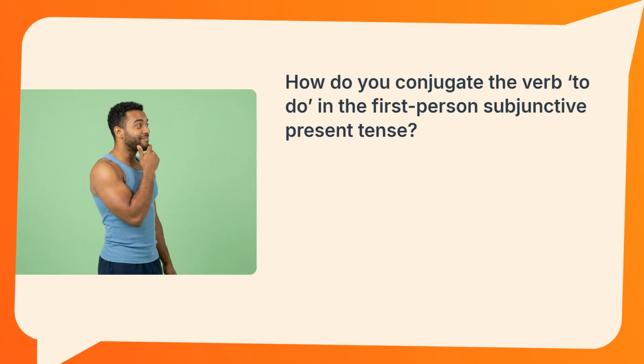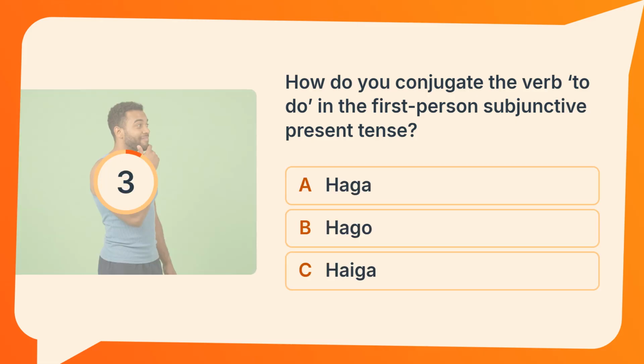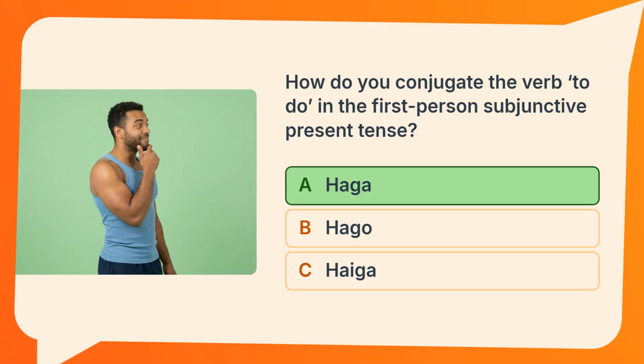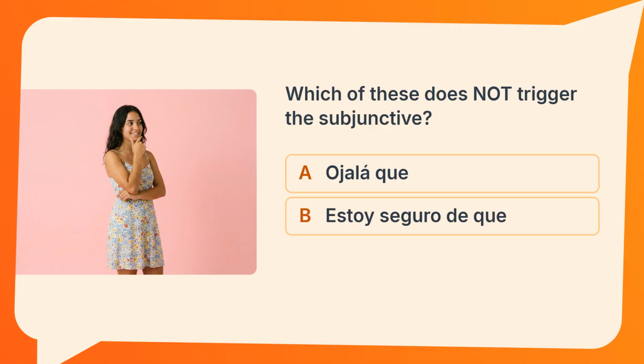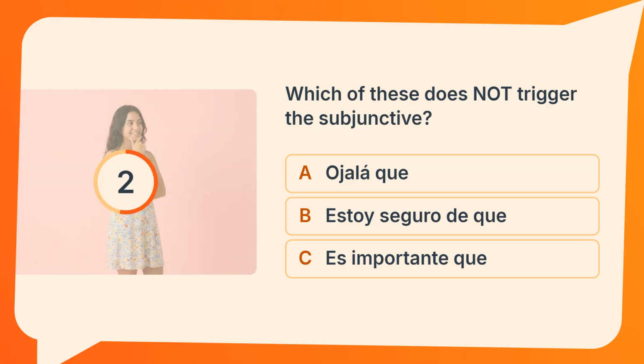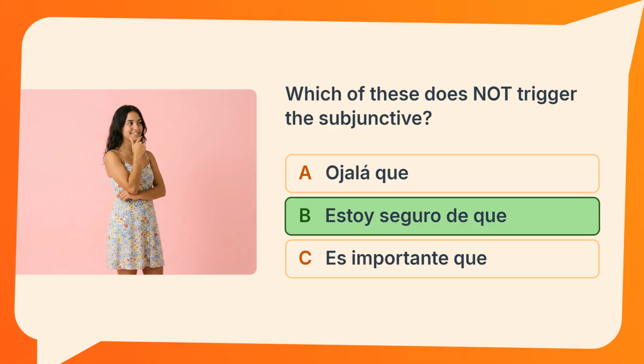How do you conjugate the verb to do in the first person subjunctive present tense? Haga, hago, haiga. The correct answer is Haga. Which of these does not trigger the subjunctive? Ojalá que. Estoy seguro de que. Es importante que. The correct answer is Estoy seguro de que.